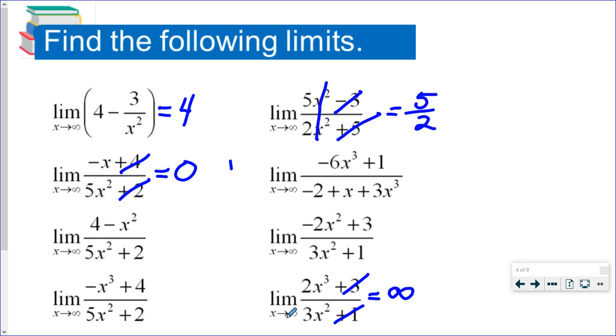But if a limit is going to infinity, what do we say about that limit? It does not exist. Exactly. The limit does not exist. So this limit does not exist. Okay, so although I didn't specifically tell you, we've kind of gone through every kind of little scenario here that you could run into.